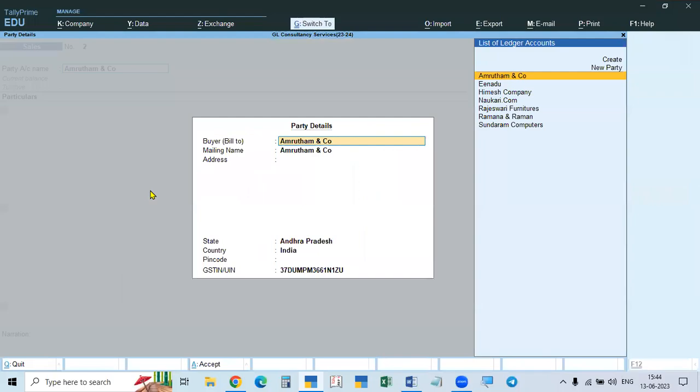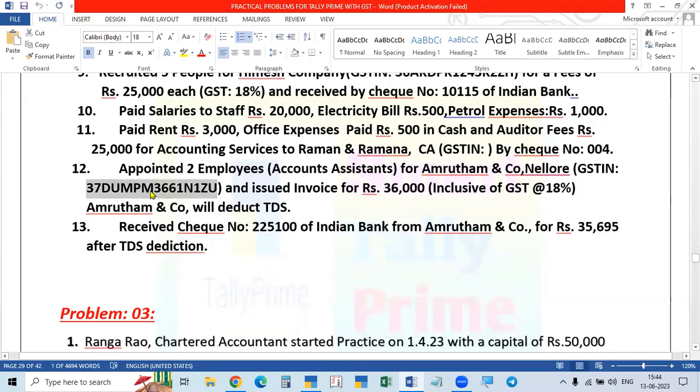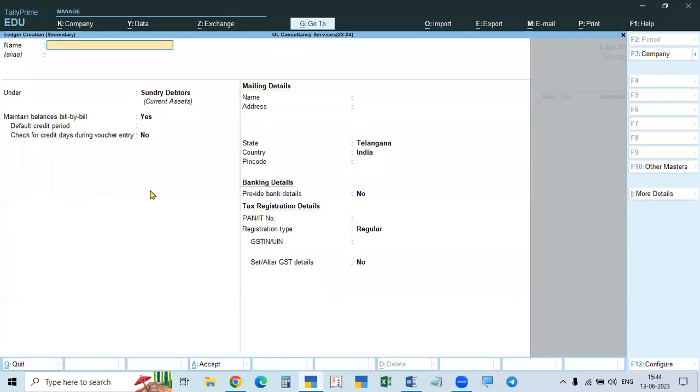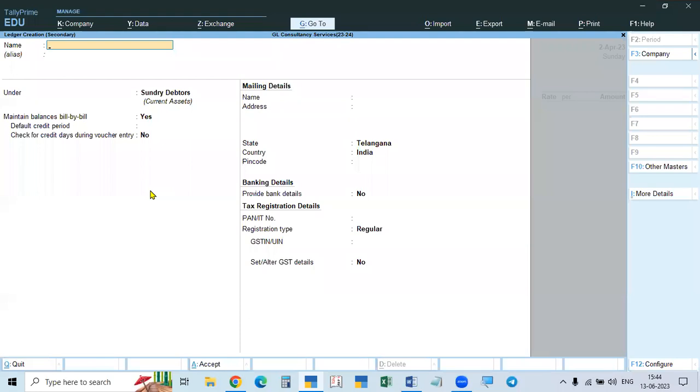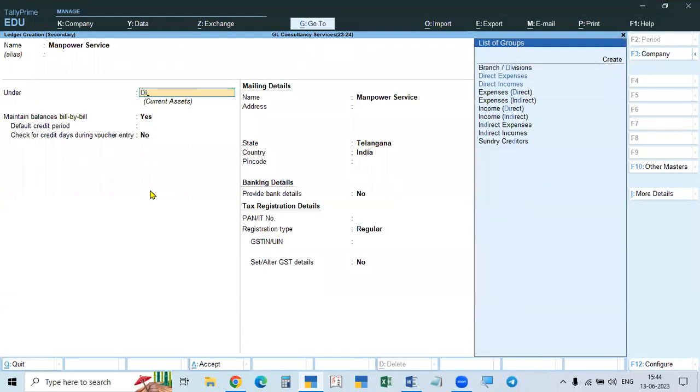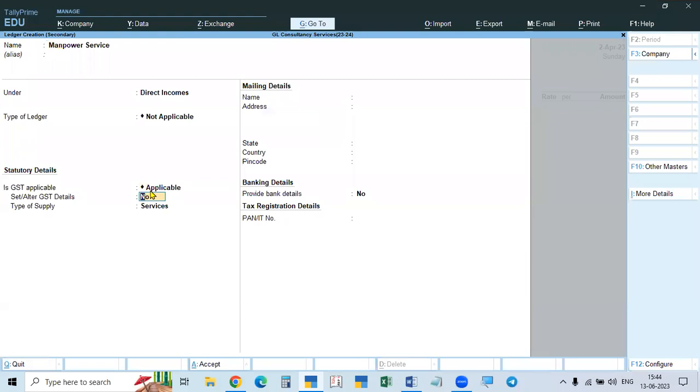So here we are selling, but we are not receiving cash. So it is a direct credit bill. What we are selling: we recruited 2 people, meaning outsourcing, or not recruiting, appointing. It is called manpower service. So you can call it manpower service. Manpower service is also direct income to us. Purchasing service and selling service are direct expenses and income. It is direct income, and it is also taxable.